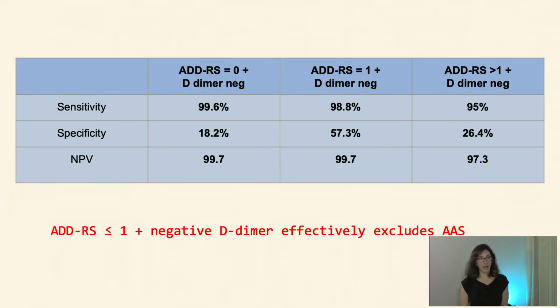So based on their working with the numbers, they determined that an aortic dissection detection risk score of 0 is very sensitive, not very specific. A score of 2, you lose some sensitivity, specificity is okay. But if you go with a 1, you get that sensitivity, you don't sacrifice as much of the specificity, and isn't that the Goldilocks zone we want to be in? So they determined that an aortic dissection detection risk score of 1 or 0 and a negative D-dimer effectively excluded acute aortic syndrome or aortic dissection.